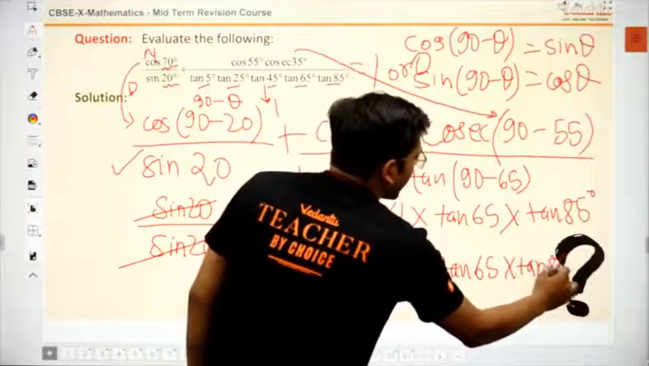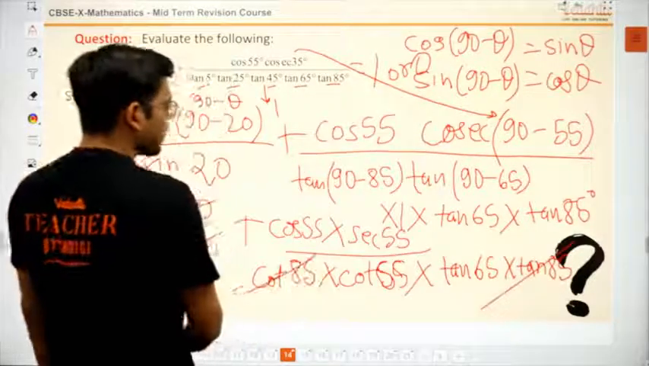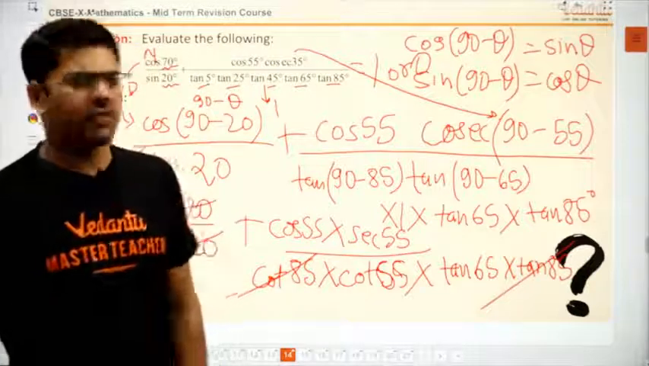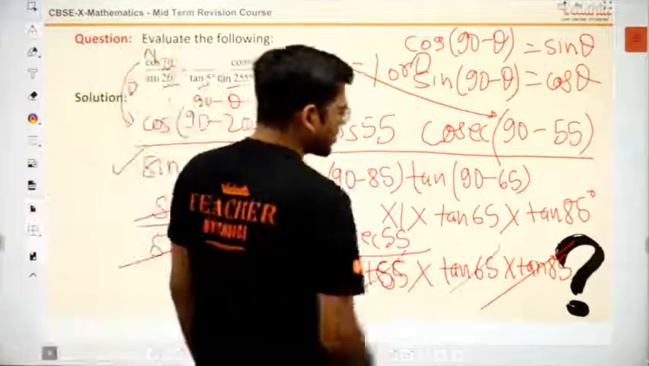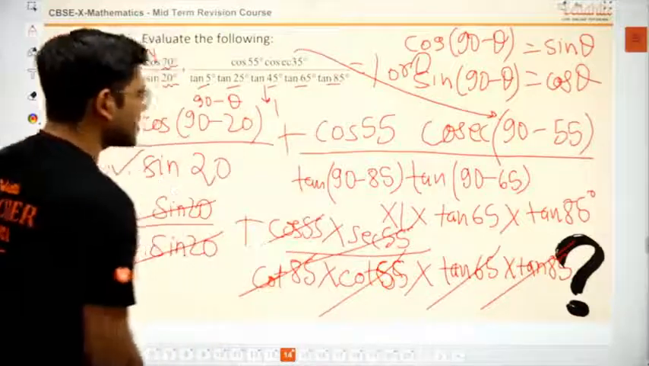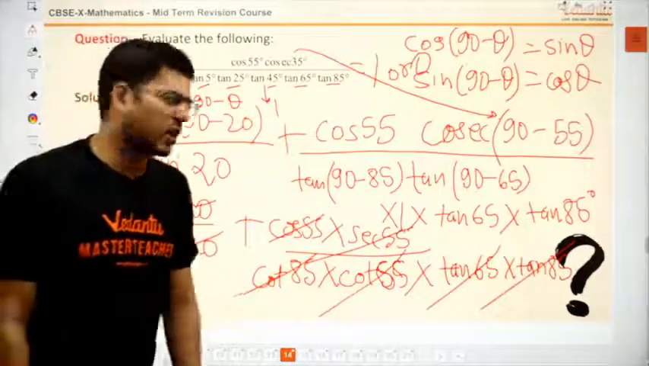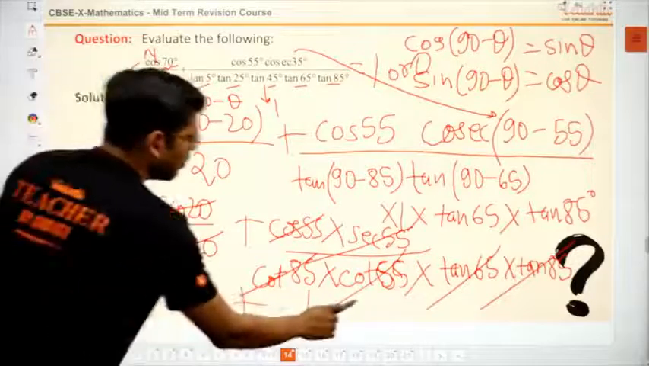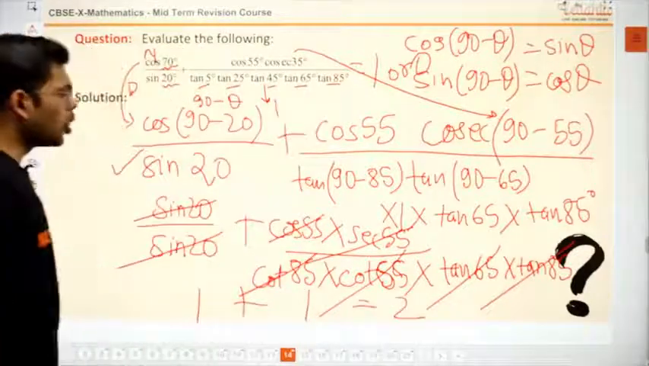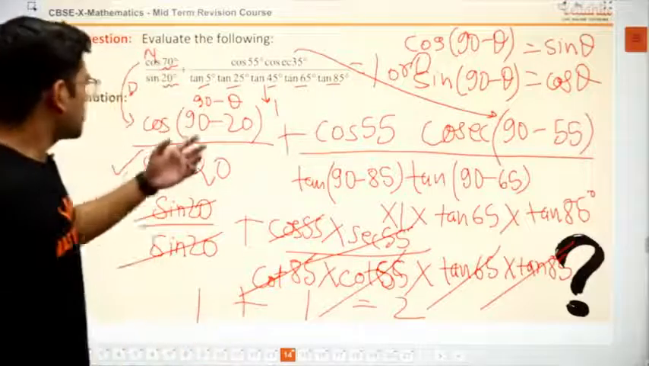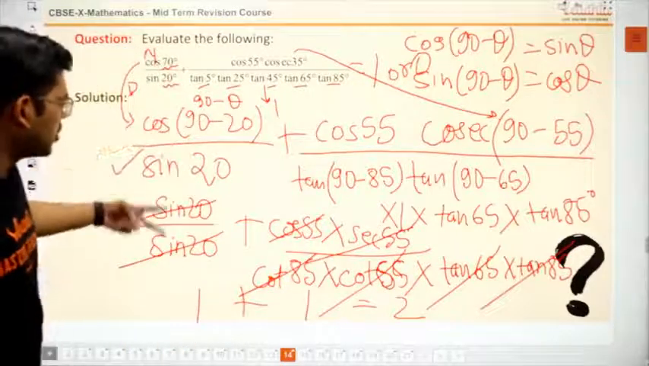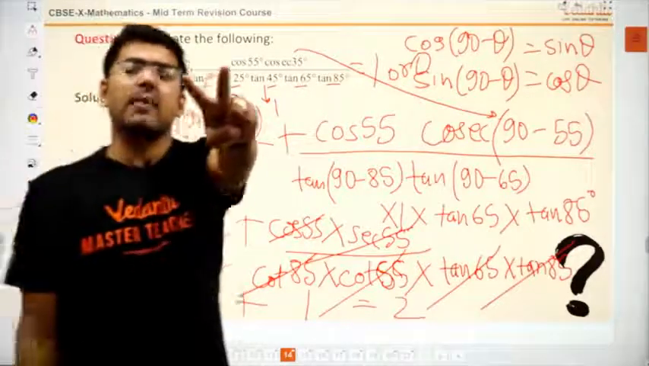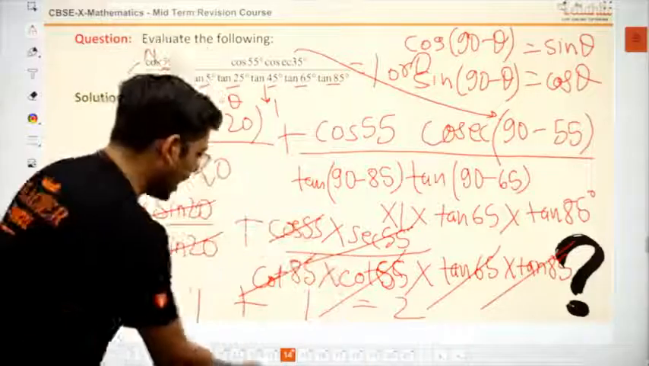You got the answer. Tan 85 and cot 85 cancel because tan and cot are reciprocals of each other. Cot 65 and tan 65 cancel. Sec and cos cancel because they are also reciprocals of each other. So this value comes as 1, and this value comes as 1. 1 plus 1 is 2. You took only two steps to get the answer, and I'll show you the solution.